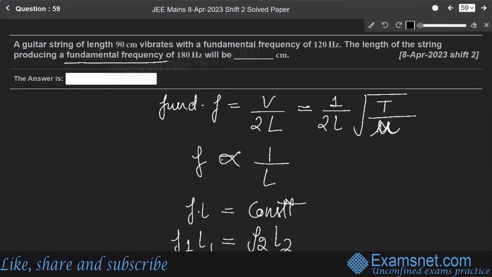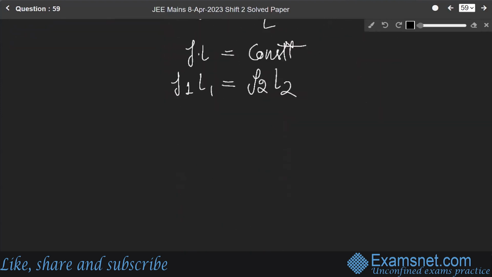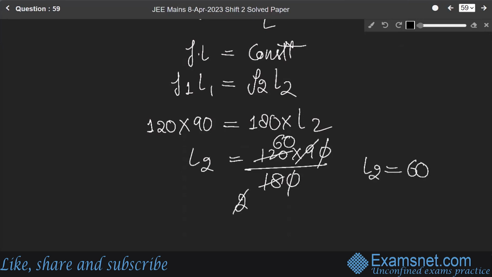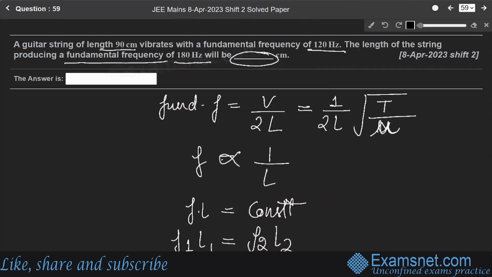So when the length is 90 centimeter, the frequency is 120 hertz. Now it is asking that when the frequency is 180 hertz, what will be the length? So solving this, 120 into 90 equals 180 into L2. So L2 will be equal to 120 into 90 over 180. 9 into 2, 2 into 60. So L2 will be equal to 60 centimeter. Okay, L2 will be equal to 60 centimeter.